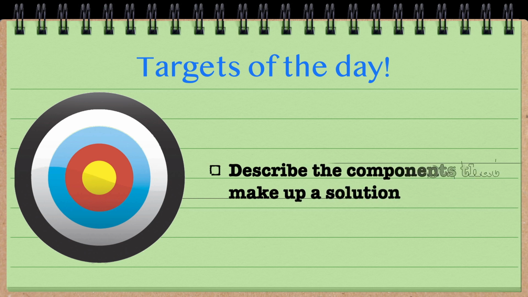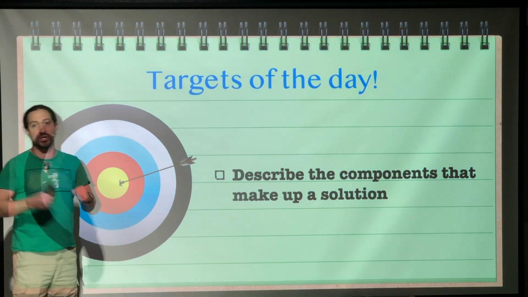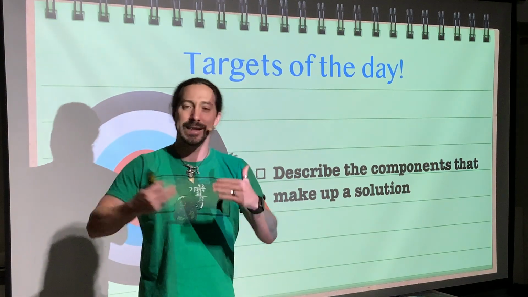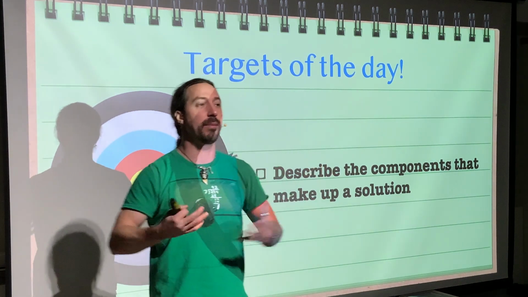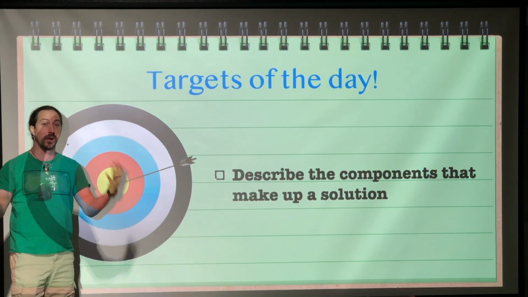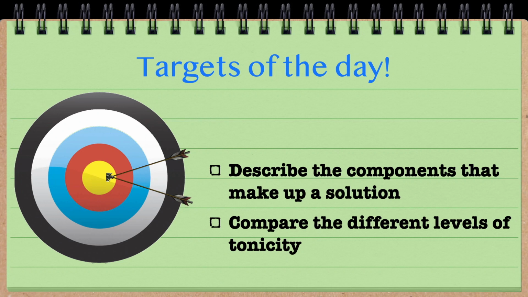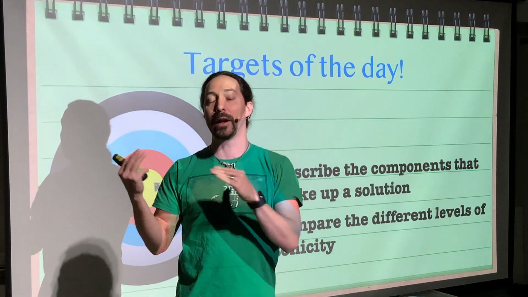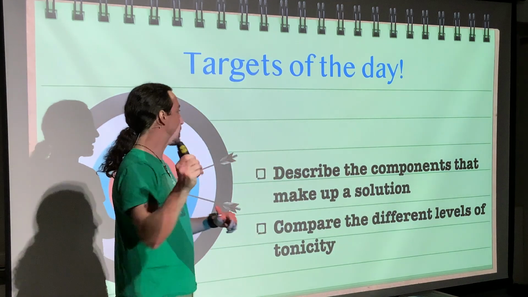So, targets of the day, first off, we're going to have to look at how water actually exists around the cell, and that means that we have to understand what a solution is, because water isn't typically going to be pure 100% water, and so there's going to be more components, and that means we are going to have a solution. Next, we're going to have to look at how we actually compare those different levels of tonicity, or in other words, how we measure the concentration of the water in our solution, or how we compare the amount of water in our solution. So, let's get started.